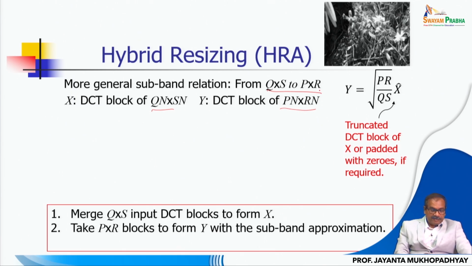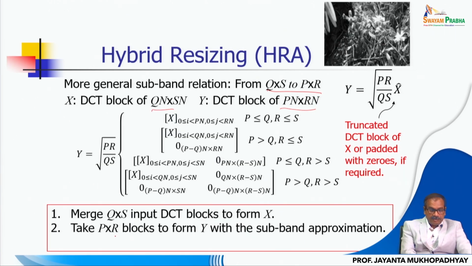So first you merge it and then you take the P cross R block. So this is how this is a subband approximation you do, and there are various cases like P could be less than Q, R could be less than S. So this approximation would be like this. When in a certain dimension there is an upsampling operation, then you have to pad 0. If it is a downsampling operation, then you do not have to pad 0.